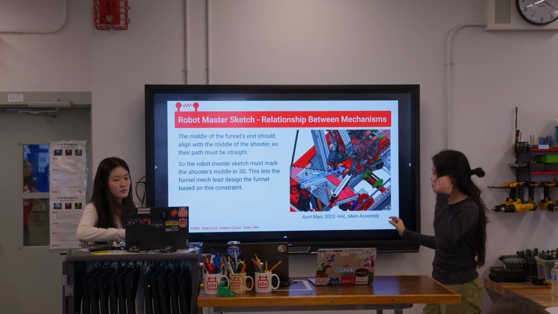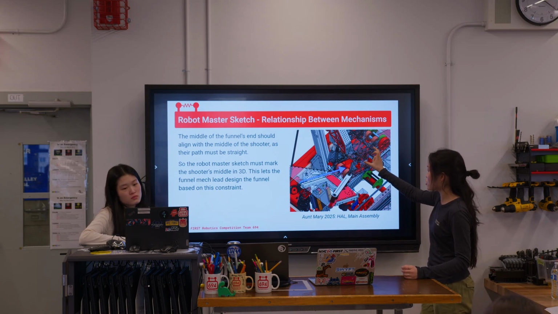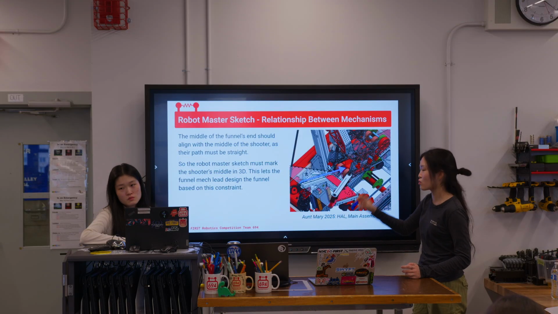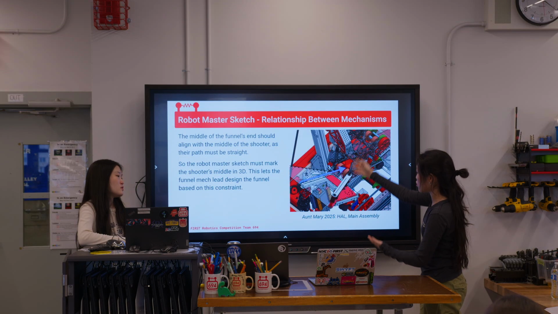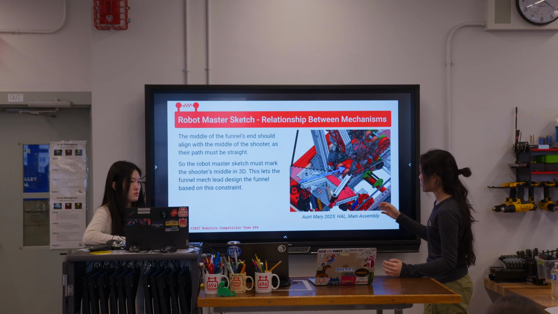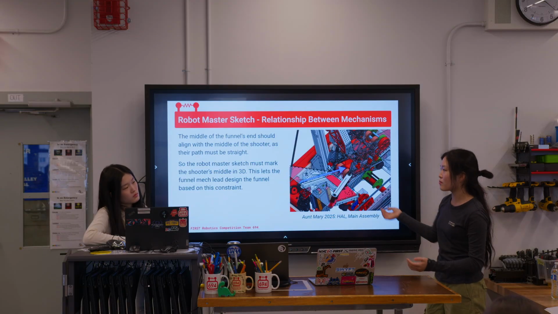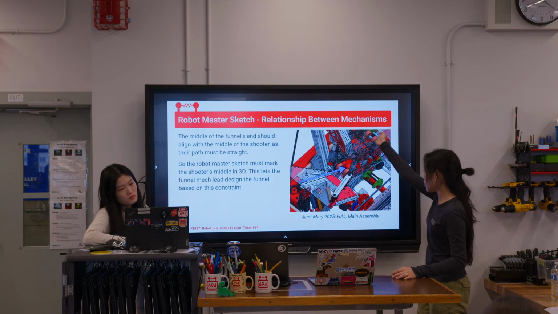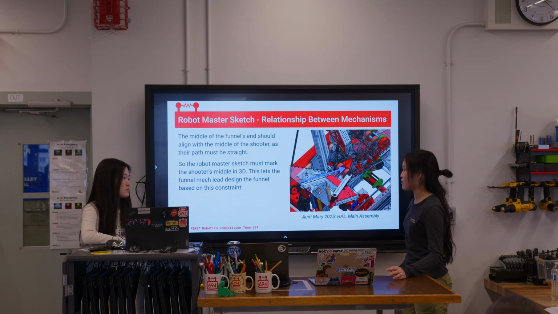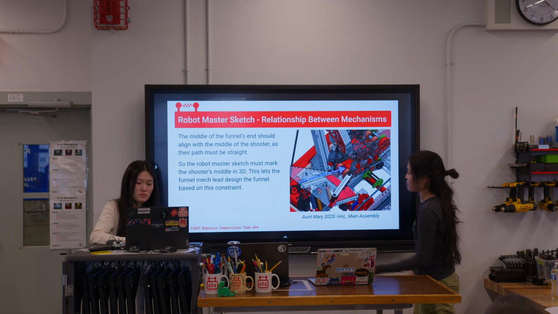This is something that we didn't do because we were experimenting with Master Sketch. The shooter sketch itself was only defined from one perspective, the side with the arm, to represent the scoring. So it didn't have this view to show the relationship between the funnel and the shooter, which was annoying since we had to manually figure out the midpoint of the shooter and then match it up with the funnel. But if this was represented in the Robot Master Sketch, showing exactly where the midline is, it's easier for the person designing the shooter, the arm, and also the funnel. So that's what you should be marking in the Robot Master Sketch: the relationship between the different mechanisms.